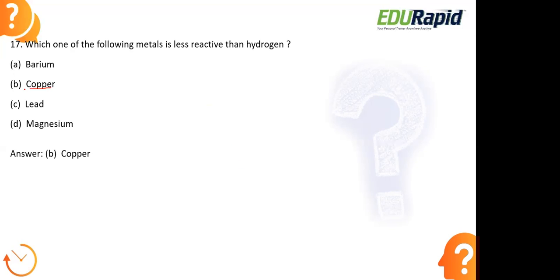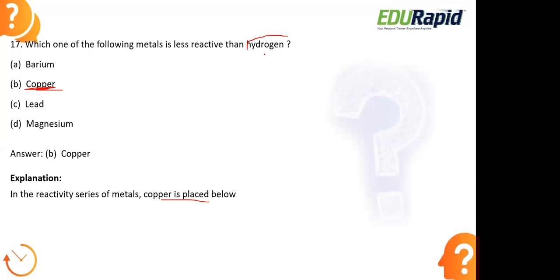So the right option is copper. Copper is less reactive when we look at all the rest of the options. In the reactivity series, copper is placed below hydrogen. When we look at the reactivity series, potassium is the one which comes first because it is a highly reactive metal. Potassium, sodium, calcium, magnesium, aluminium, zinc, iron, tin, after that lead, then we have hydrogen.